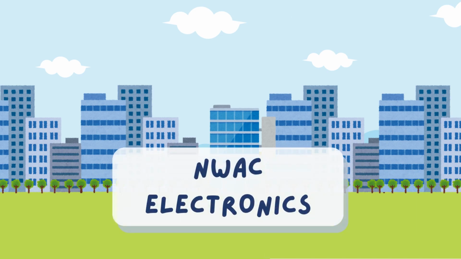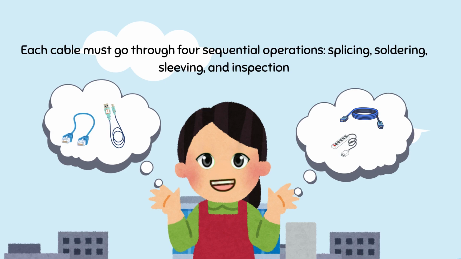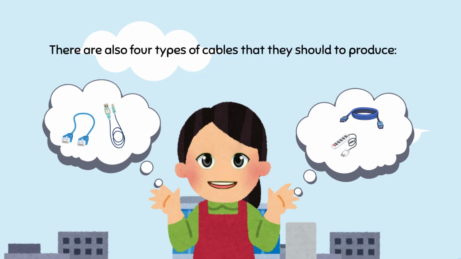A company called NWAC Electronics manufactures simple cables for a defense contractor. Each cable must go through four sequential operations, that is, splicing, soldering, sleeving, and inspection. There are also four types of cables that they should purchase.